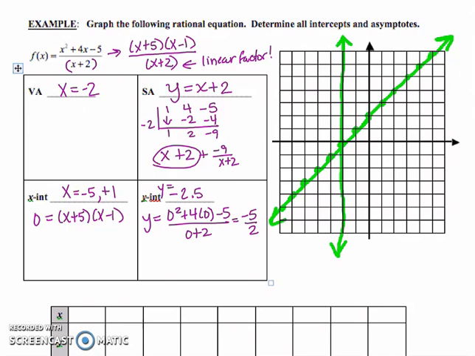Okay, now it's time to make a table. And again, I can choose anything I want. Oh, sorry, I should probably plot my x and y intercepts. So I've got an x-intercept at -5, and an x-intercept at +1, and I've got a y-intercept at -2.5. So it looks like I'm probably going to have a branch on the left and a branch on the right. To verify that, I'm going to build a quick table.